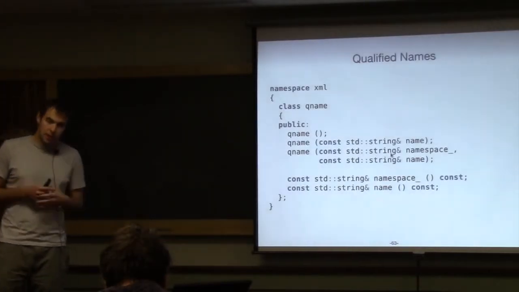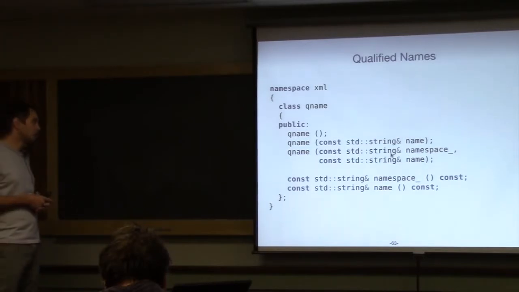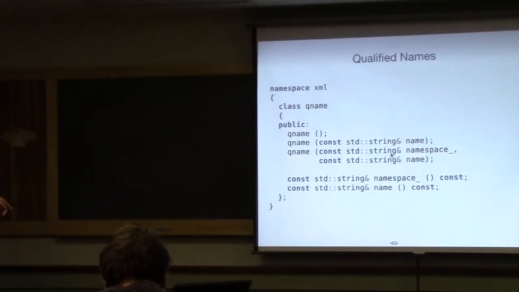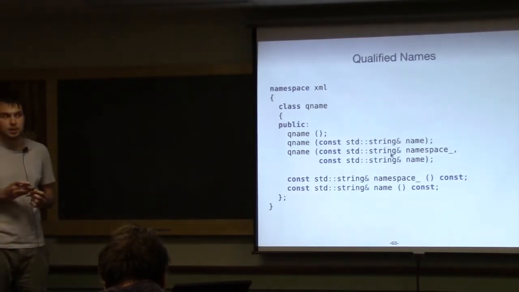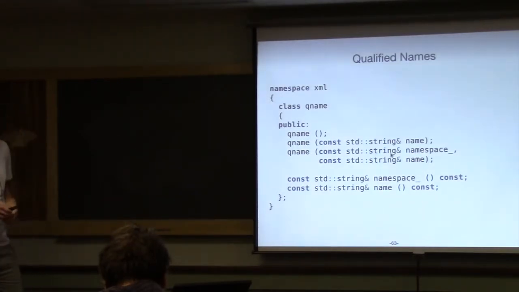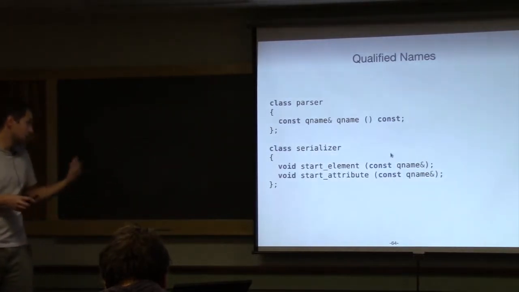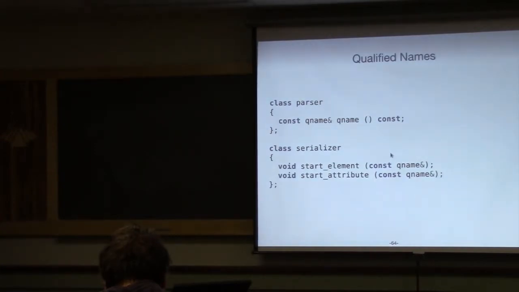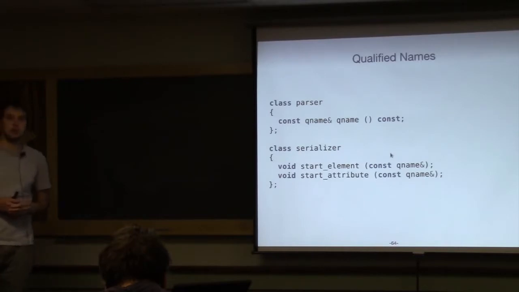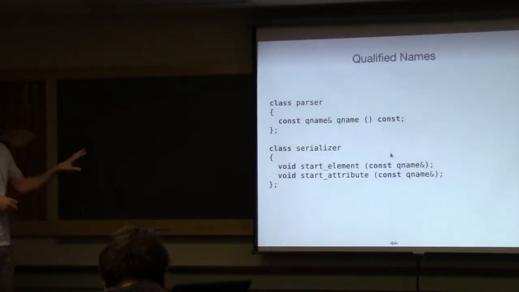The first problem has to do with element and attribute names. Those can be qualified when namespaces are used. So the API uses this QName class to represent such potentially qualified names. Then the parser API, in addition to the name function, has the QName function that returns the qualified name. And the serializer has overloaded start element and start attribute for the QName. Generally, anywhere where you see an element name or an attribute name in the API that I'm going to show, there is an overloaded QName version. Okay? I might forget to mention that, but just up front.